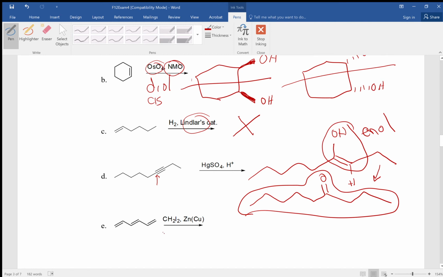Part E, we have the Simmons-Smith reaction. Simmons-Smith uses these reagents pictured here to form a cyclopropane ring. It wouldn't matter which alkene you chose to use. You could use any of the 3 alkenes, but the product here is the cyclopropane ring.